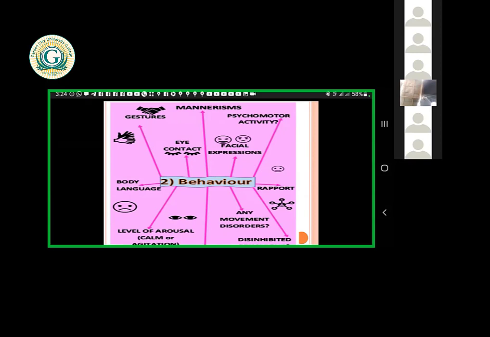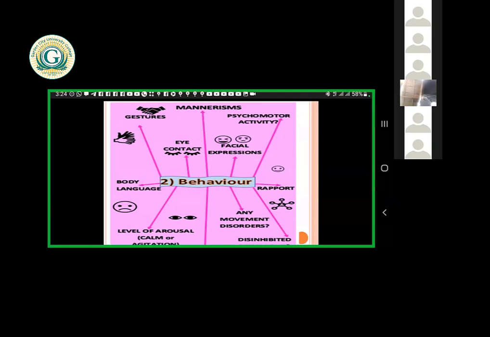Now, there's another one known as the level of arousal. The level of arousal is not arousal as in sexual arousal, but we're looking at the alertness of the patient, the consciousness level of the patient, how calm the patient is when you start engaging him in conversation, or whether he was very agitated. Okay, that will determine the level of arousal, and whether the patient was even in a stupor. Okay, you need to describe it in terms of the level of arousal.